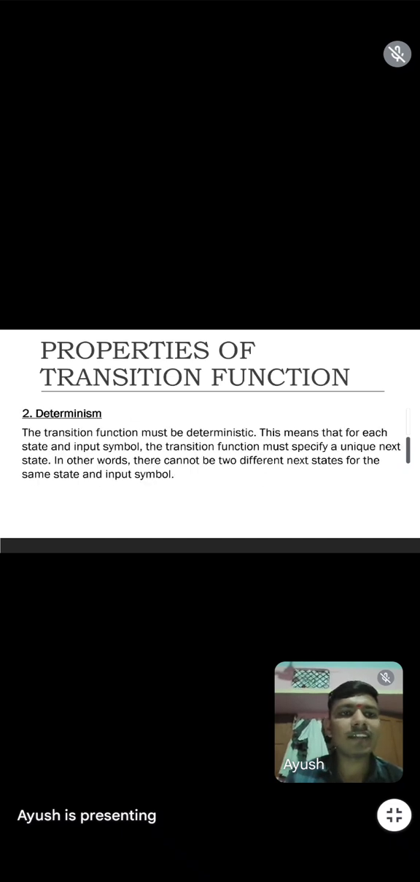Now we'll understand the second property of transition function, which is determinism. The transition function must be deterministic. This means that for each state and input symbol, the transition function must specify a unique next state. In other words, there cannot be two different next states for the same state and input symbol.